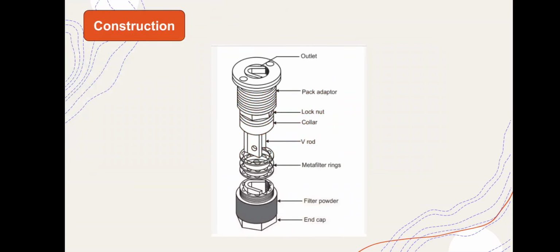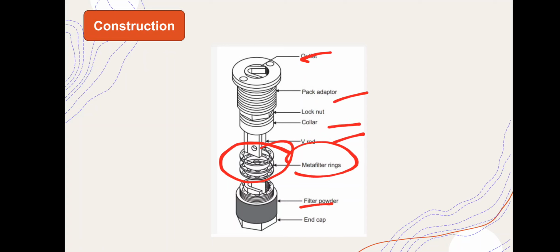Construction. See, these are the metal rings. This is all what you are observing now. These are the metal rings, and this is the construction of that metafilter. Outlet, pack adapter, collar, V-rod, metafilter rings, filter powder and the anti-cap.